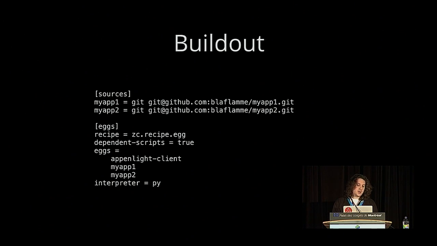And in the egg part, I have a recipe to install my app1 and my app2 that will have their dependencies, and I can add other dependencies just like for the project. So if I want to add, say, appdynamics light client to have monitoring for my application, instead of defining that in my setup.py project, it would be a better place to have that in the app environment configuration.